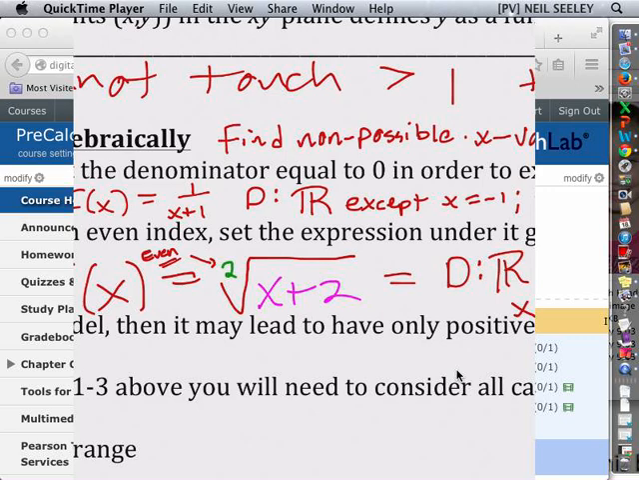If it's odd, you can have negatives. So you don't have to have a limitation. It's actually any number you want. So if I took the cube root of some function, it's all real numbers. There's no restrictions. You can have negatives under a cube root. It's okay.